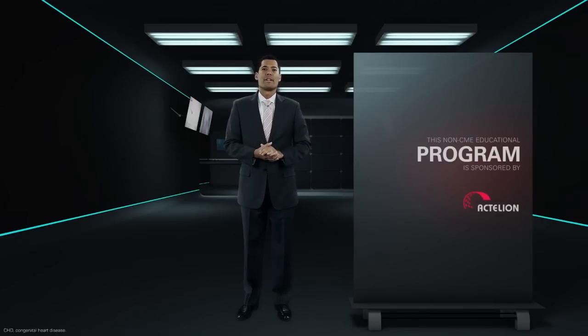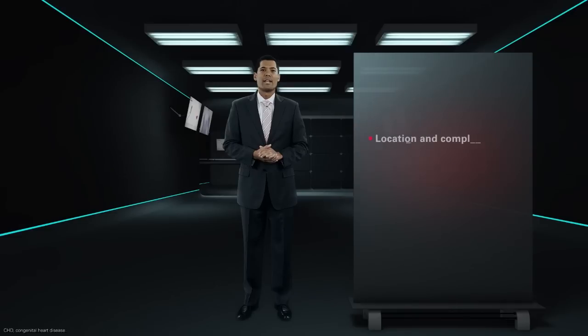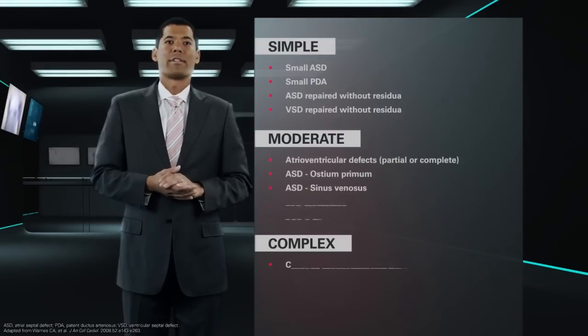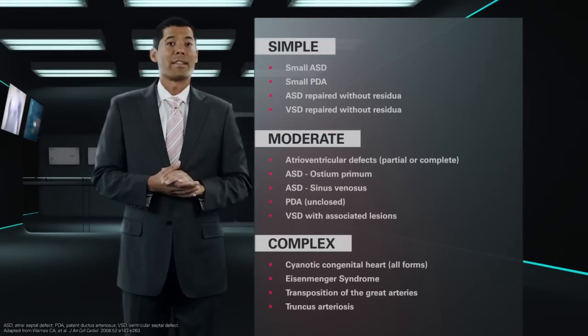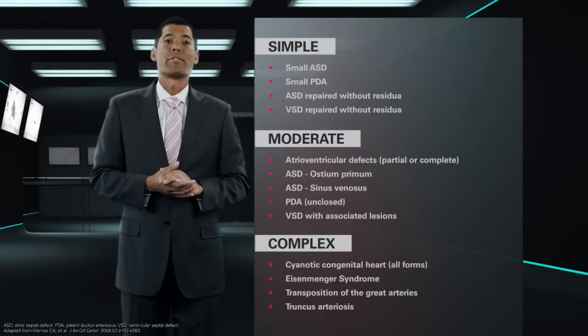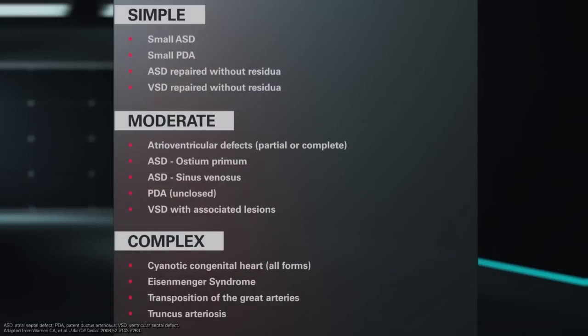Often we think about congenital heart disease in terms of location and complexity, the size of the lesion, and the status of repair. The American College of Cardiology and the American Heart Association guidelines for the management of adults with congenital heart disease classify lesions according to their severity, from simple to moderate to complex.